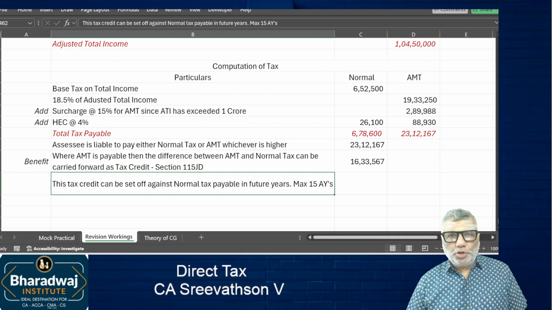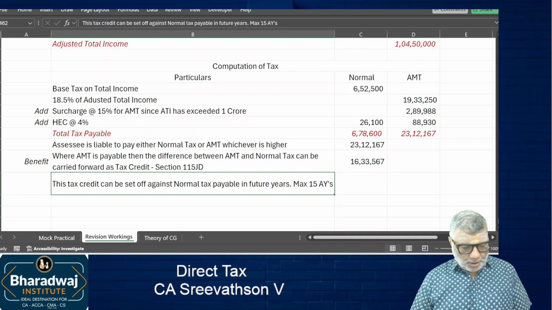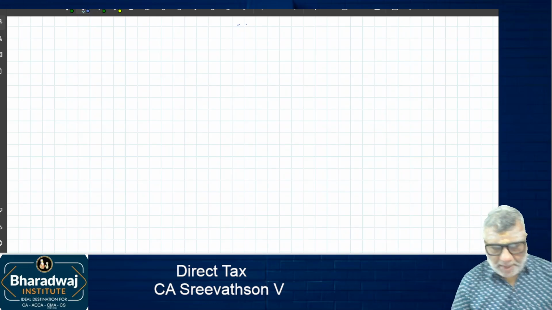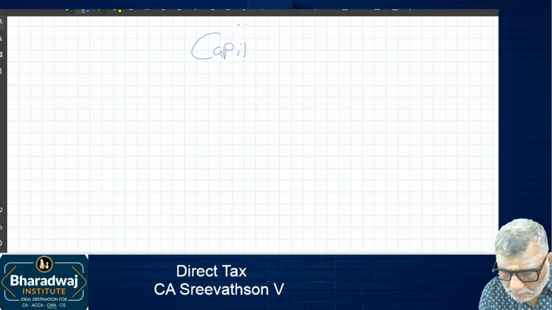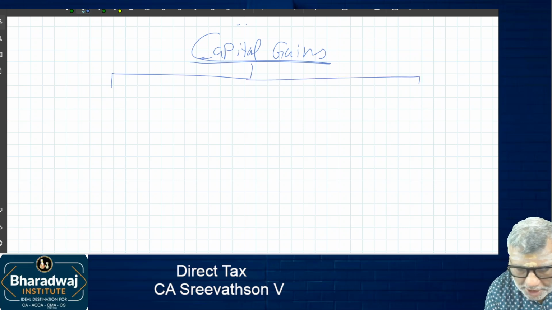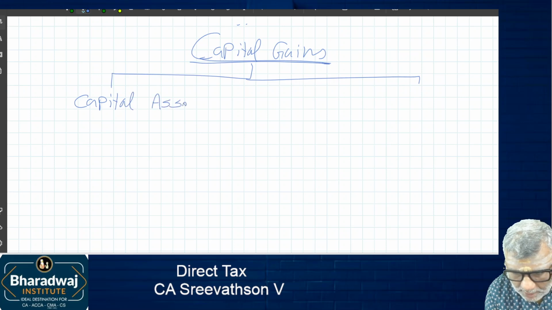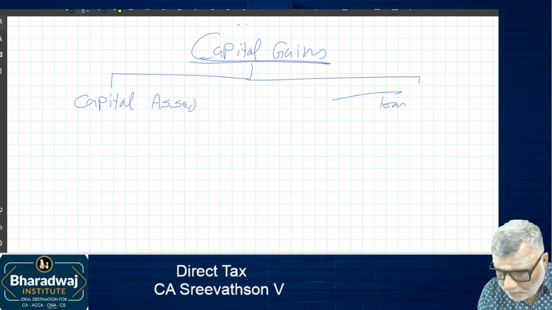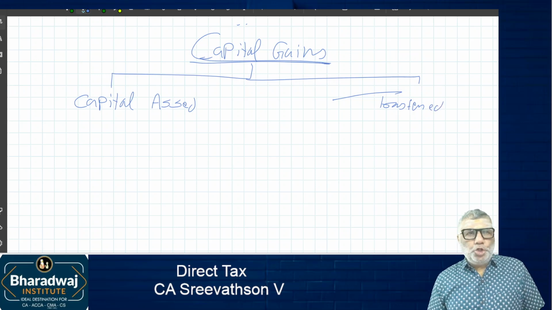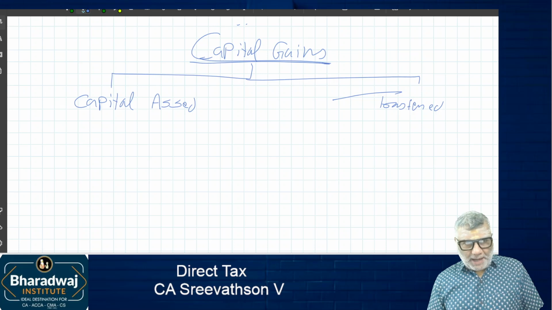Now I am moving on to capital gains, a quick recollection of the chapter. To tax an income under this chapter, two conditions should be there. One, it should be a capital asset. Two, it should have been transferred.